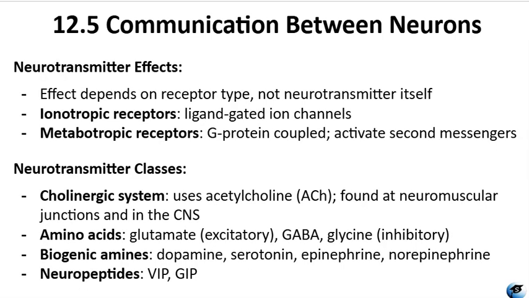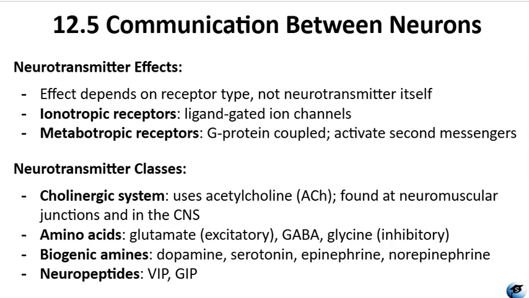The effect of a neurotransmitter depends not on the molecule itself, but on the type of receptor that it binds to. There are two major types of receptors that determine the postsynaptic response. Ionotropic receptors, such as nicotinic acetylcholine or glycine receptors, are ligand-gated ion channels that produce immediate short-term responses by allowing ions to flow directly into the cell. In contrast, metabotropic receptors activate intracellular signaling pathways through G proteins and second messengers, producing slower but longer-lasting effects.